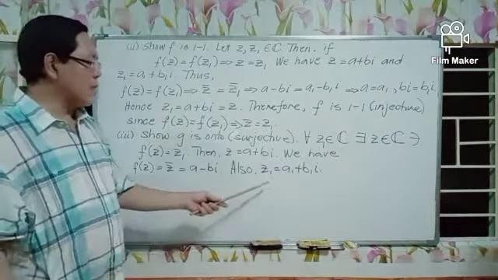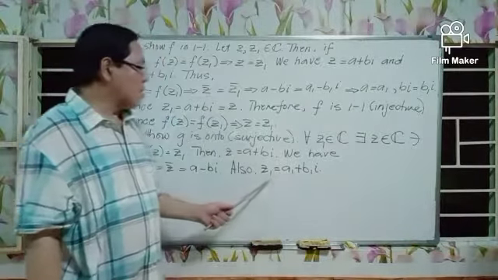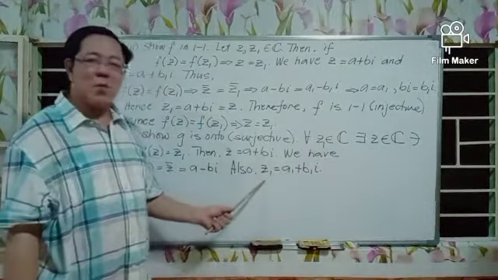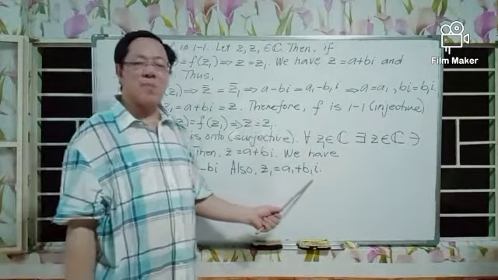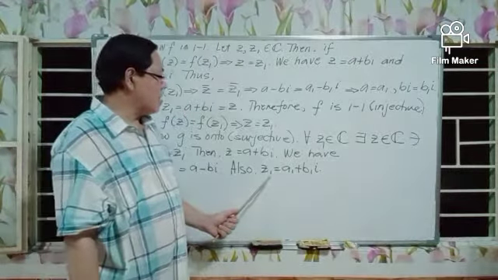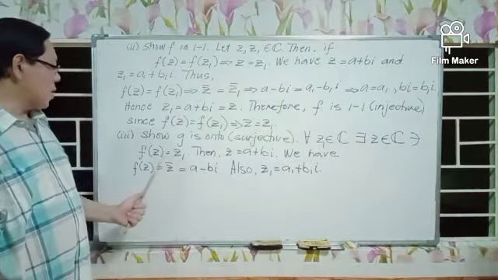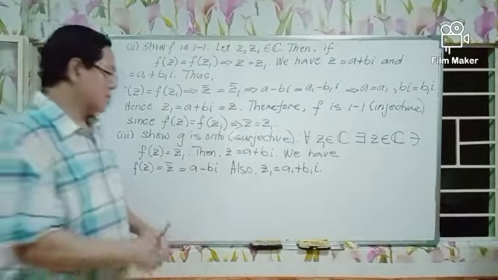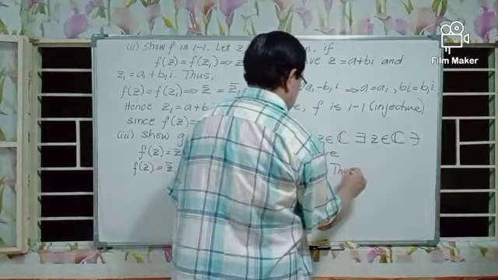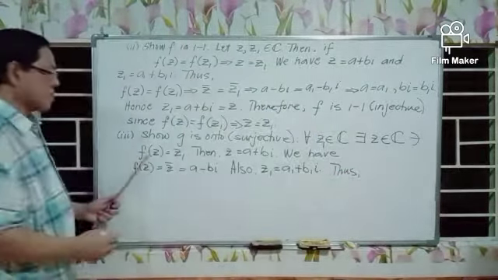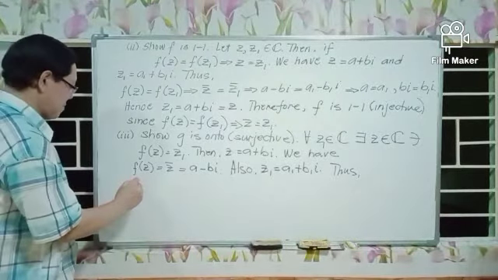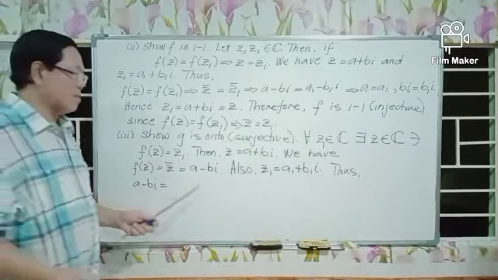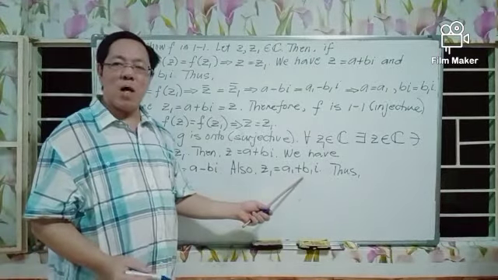Also, we let c sub 1 be equal to a sub 1 plus b sub 1 i, because c sub 1 is an element of the set of complex numbers. So c sub 1 is a number of the form a sub 1 plus b sub 1 i. And c sub 1 must be equal to f of c, and f of c is equal to a minus bi. And it is equal to c sub 1, which we let as a sub 1 plus b sub 1 i.